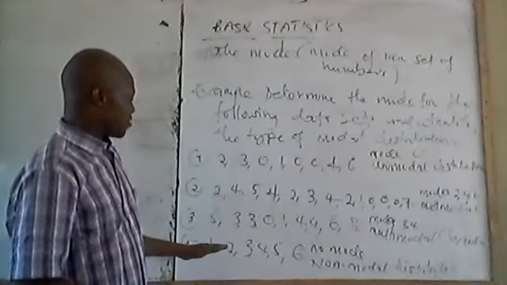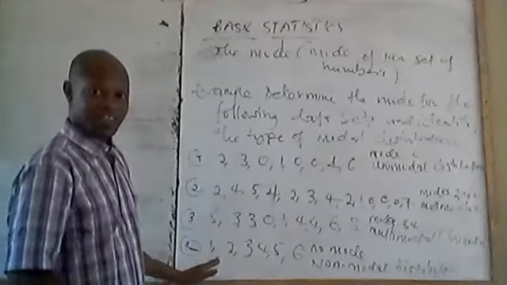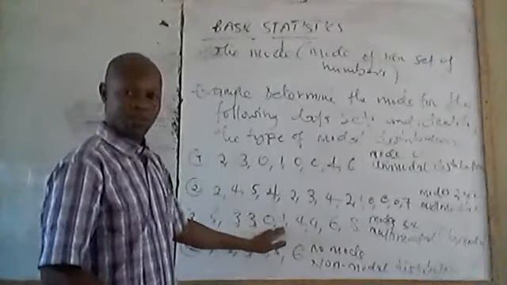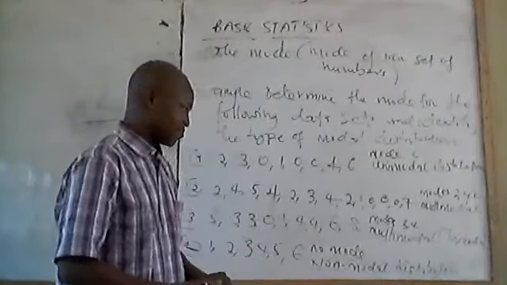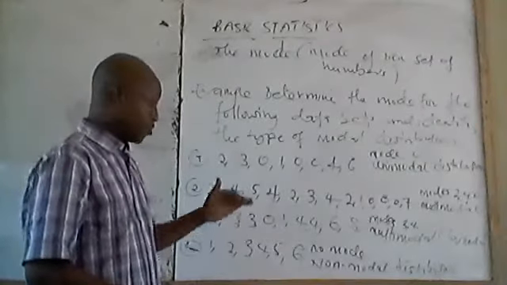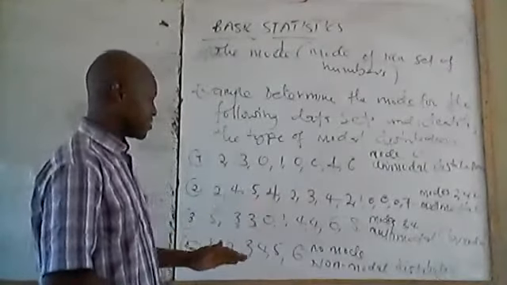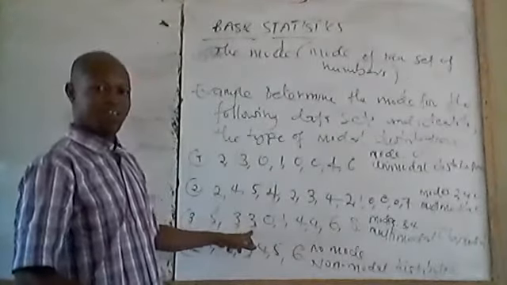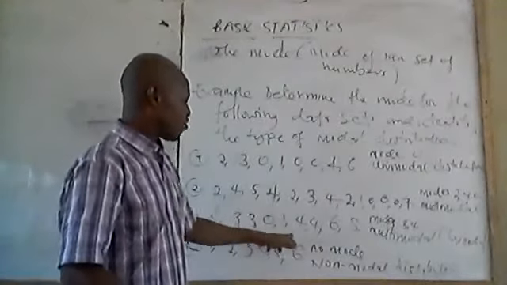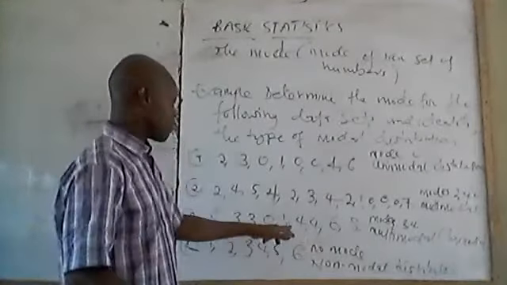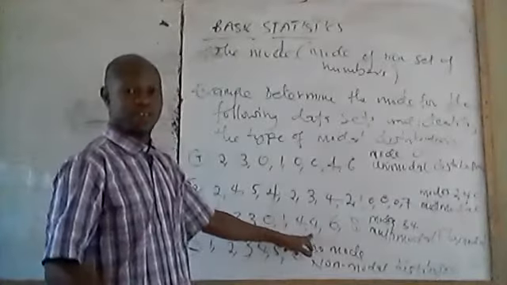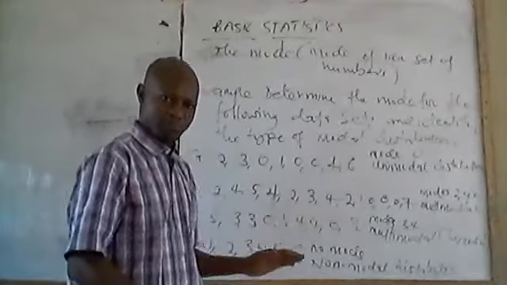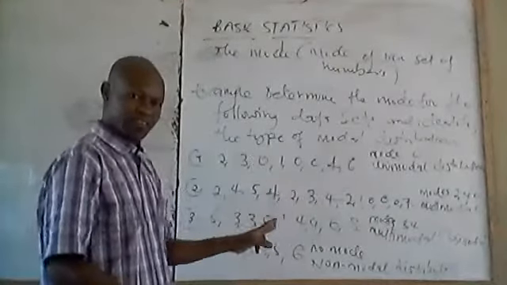The third example, we have the data set given as 5, 3, 3, 0, 1, 4, 4, 6, and 8. By careful observation, we will realize that in this data set, 3 has occurred 2 times. We have 3 here, we have 3 here. Again, 4 has also occurred 2 times because we have 4 here and 4 here. So the modes for this data set are 3 and 4. So we have 2 modes in this data set.